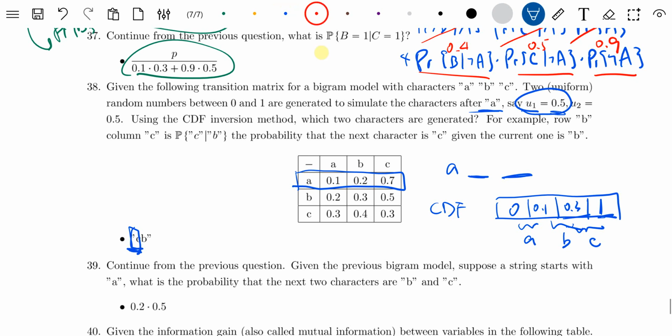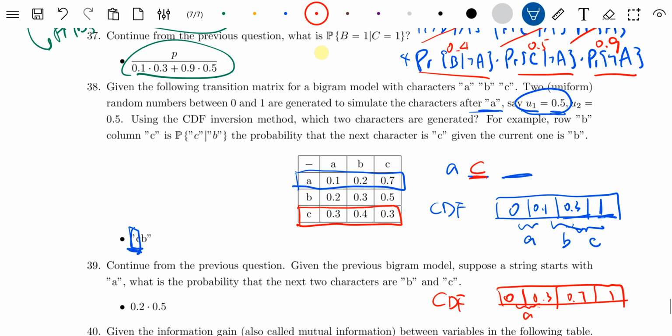And let's do the same thing for the next one. Next one, we are starting with C. So the distribution we're looking at is this row here. And then we compute the CDF again. So the CDF starts with 0 and adds the next one, and then adds the next one, 0.7, and then the next one is 1. So between these means A, between these means B, between these means C. And again, it's another 0.5. It's between 0.3 and 0.7. So the next one is a B.